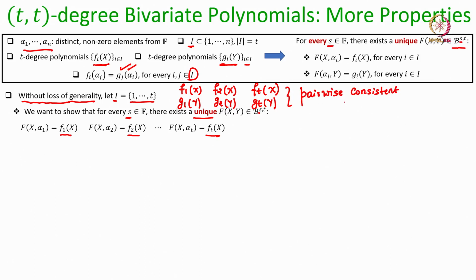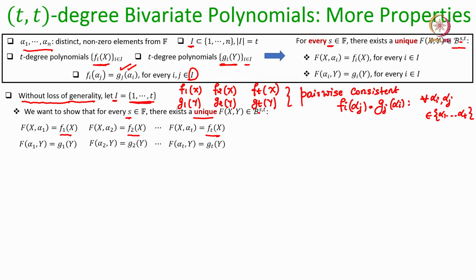Pairwise consistent means that f_i at alpha_j is given to be the g_j polynomial evaluated at alpha_i, for all alpha_i, alpha_j belonging to alpha_1 to alpha_t. Why alpha_1 to alpha_t? Because I am fixing my I to be the subset of first t evaluation points.